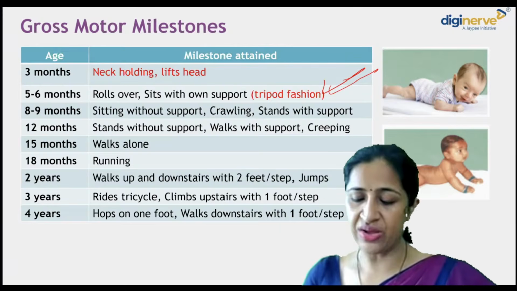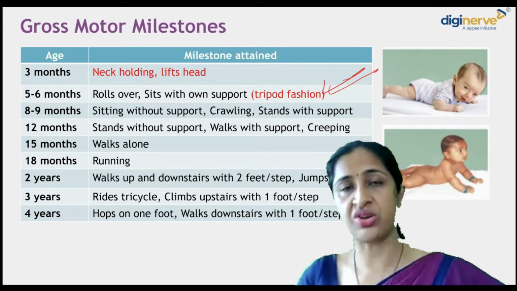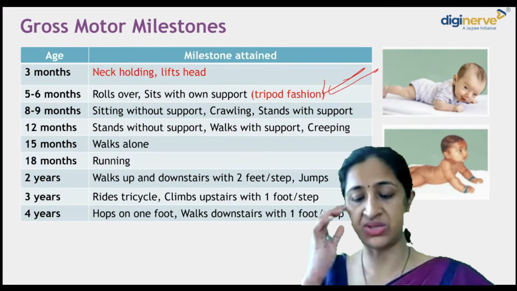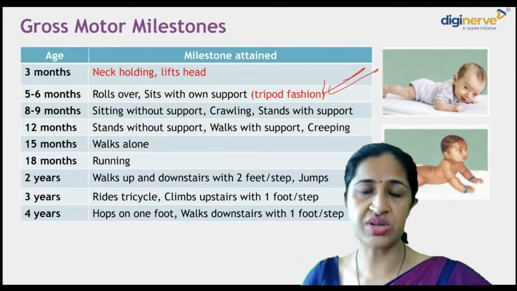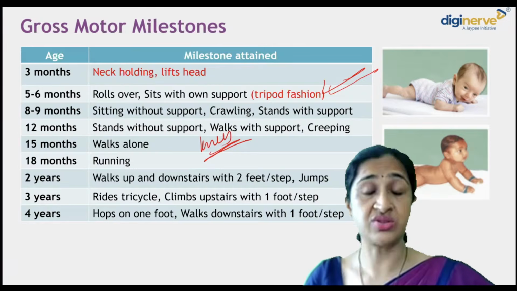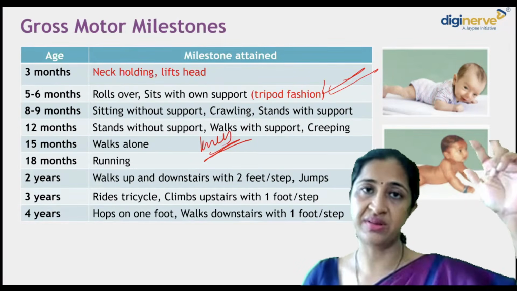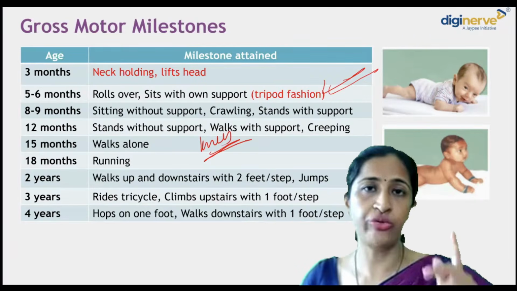Okay. Now, I've given you the upper limits. The child starts creeping only by 9 months. Child starts crawling, pulling the abdomen, by 7 months. Okay. 15 months, walks comfortably, stands on knees. Okay, stands on knees. 18 months, running. 2 years, up and down stairs, 2 feet per step.